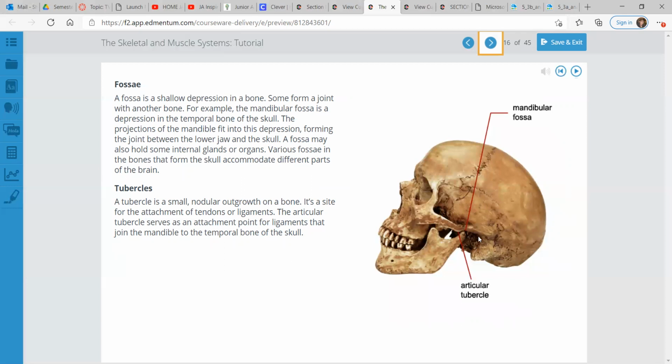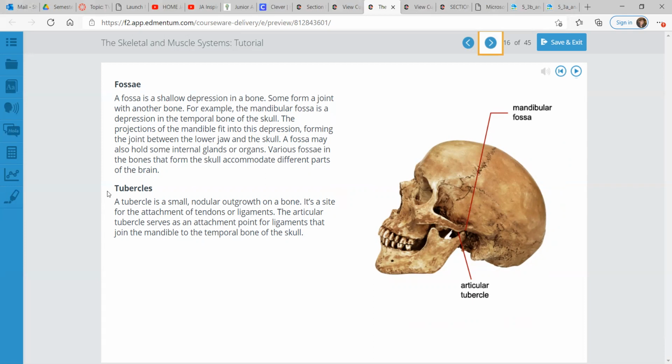So there is a depression, a little hole created on this side of the skull, and this jaw, the mandible, fits right in there. And this forms the joint between the lower jaw and your skull. A fossa may also hold some internal glands or organs. Fossae in the bones that form the skull accommodate different parts of the brain.